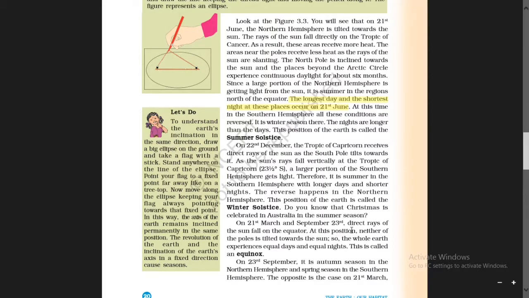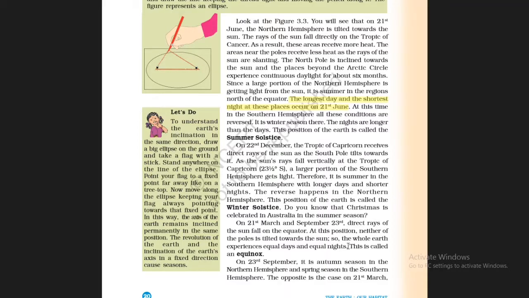At this position, neither of the poles is tilted towards the sun. When direct rays of the sun fall on the equator in such a condition, neither of the poles is tilted towards the sun. So the whole earth experiences equal days and equal nights.